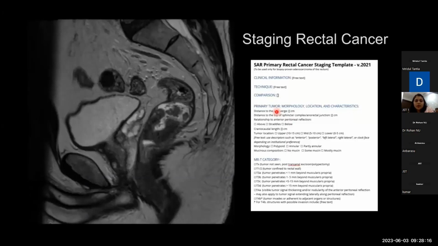So this is just an overview of the primary rectum template that we follow, and we tend to give all of this information in our reports to help the surgeons. This is the Society of Abdominal Radiology template.